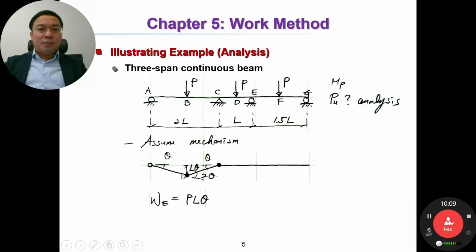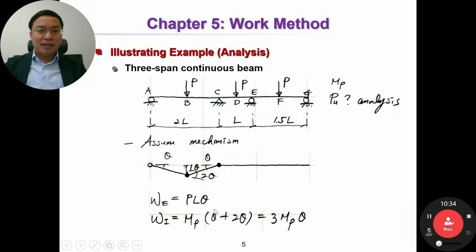With this assumed mechanism, we have external work equal to P multiplied by L theta. And this is external work. How about internal work? Internal work equal to MP multiplied by theta here and 2 theta here. Then we have 3 theta and 3 theta MP. Theta and 2 theta MP. So very simple. We have external work equal to internal work. Then we have P equal to 3 MP over L.